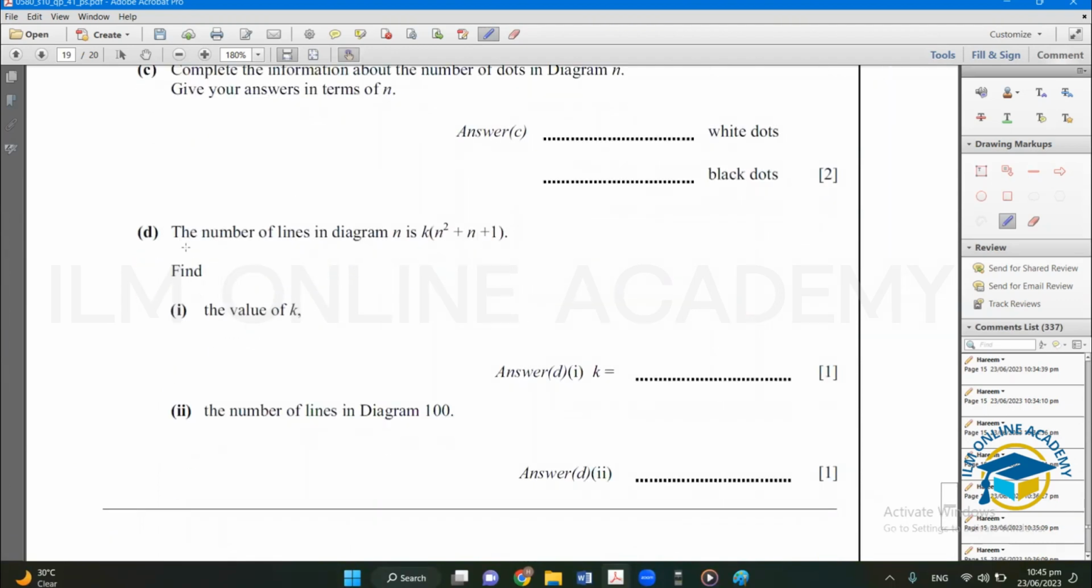See the question number D. They are saying that the number of lines in diagram n is kn square plus n plus 1. Find the value of k. Consider we have the diagram 3, the third diagram. So 3 square plus 3 plus 1. Okay. So 3 square is 9 plus 3 plus 1. 9 plus 1 is 10 and then 13.